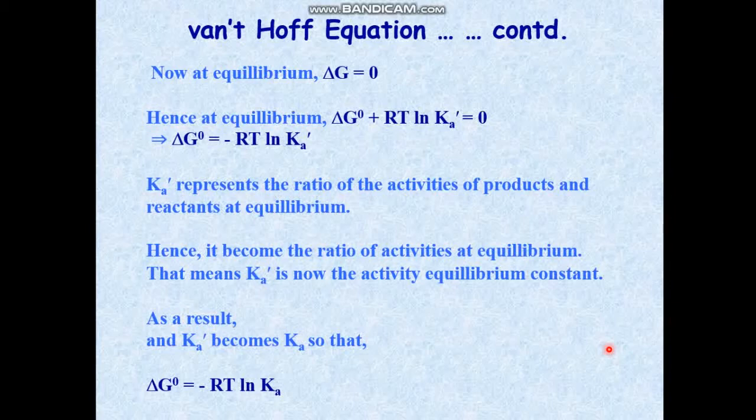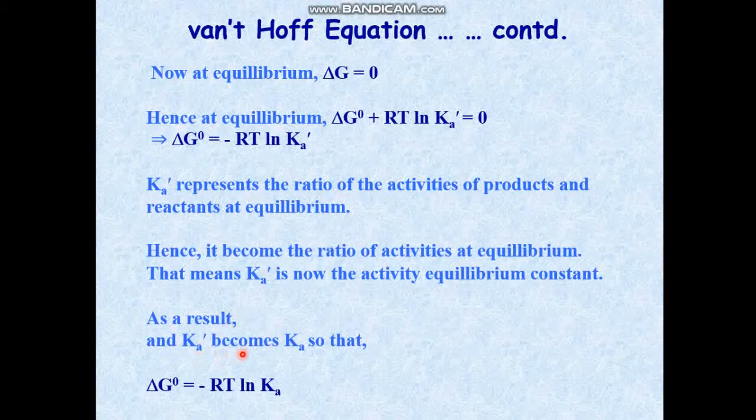Now at equilibrium, delta G equals 0, as I have said earlier, and if delta G becomes 0, then this right hand side part will also become 0. As a result, delta G0 would become minus RT ln K dash. This dash now can be removed because this K dash becomes now the equilibrium constant in terms of activity. So K dash represents the ratio of the activities of the products and reactants at equilibrium. Hence it becomes the ratio of activity at equilibrium. That means Ka dash is now the activity equilibrium constant.